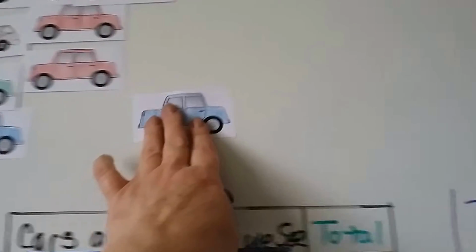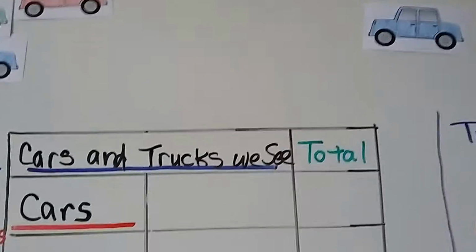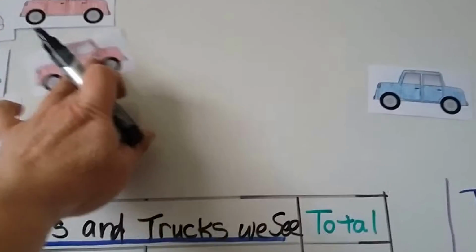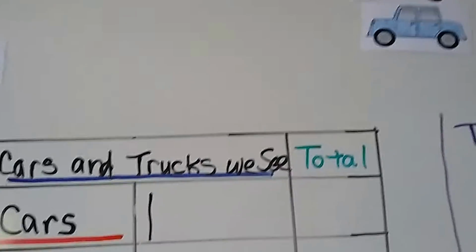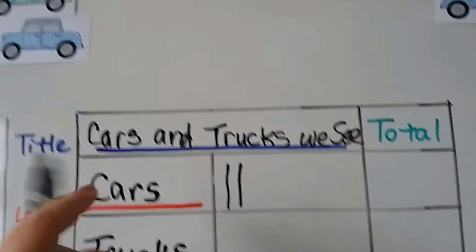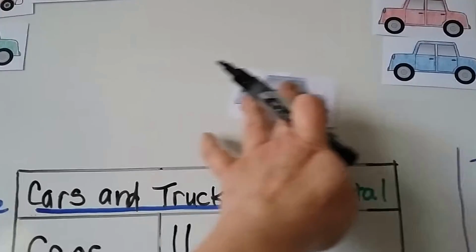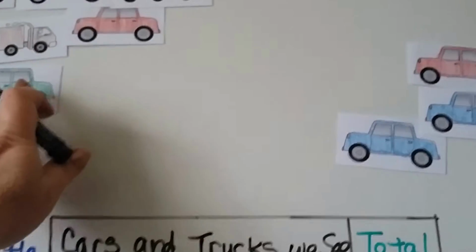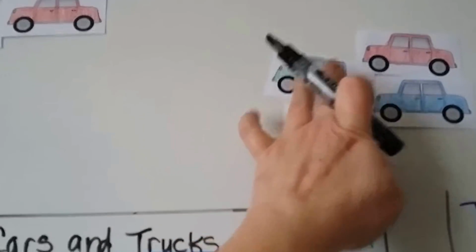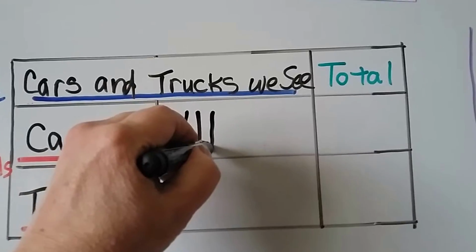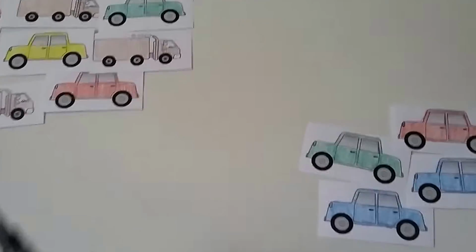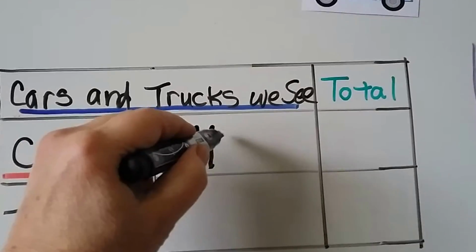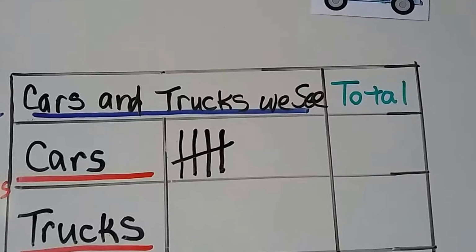So a car goes by. It's going to go over to here. That's one car. Then we see another car. Another car goes by. So we'll put another tally mark. Then we see another car. Put another tally mark. And we see another car. We're seeing a lot of cars, but no trucks so far, huh? We see another car. Now we're going to cross these 4 to make a group of 5.